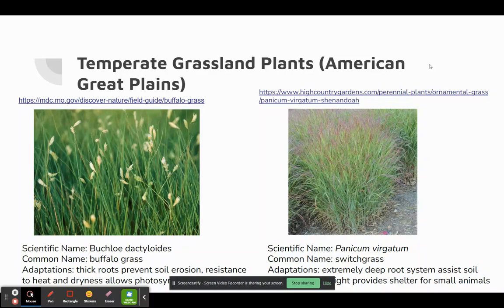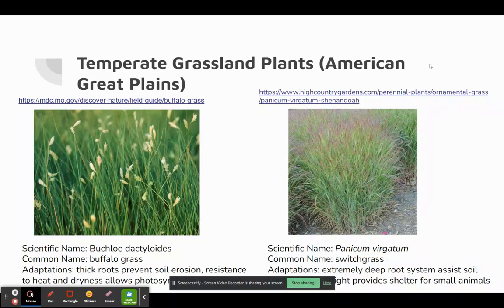So now some plants and how they fit into the ecological niche. So starting with buffalo grass, it gets its name because of course buffaloes used to eat it. Now this is located in the American Great Plains. All the species I'm going to be talking about in this section are from this area because since there are so many different types of temperate grassland around the world, I'm going to be focusing on this one specific area so we can see how these different species interconnect.